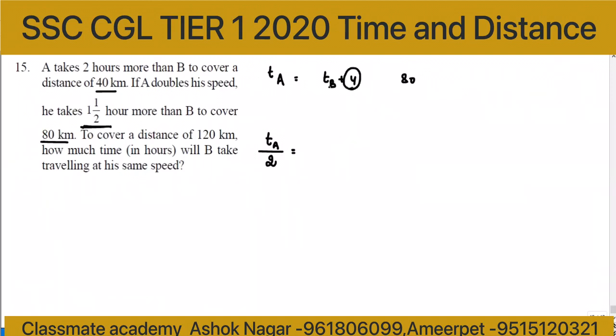From 4 hours to 1.5 hours more, it is saving 2.5 hours. This is the time saved. Now you tell me, you got the time saved. How much time saved? 5 by 2. Now, what is the time taken by A usually?